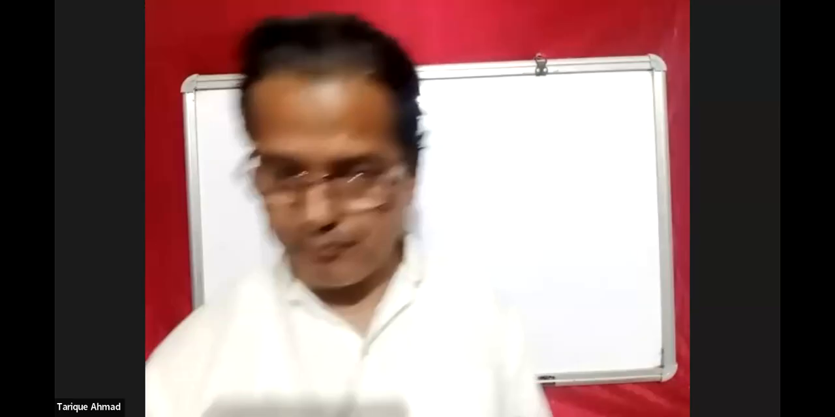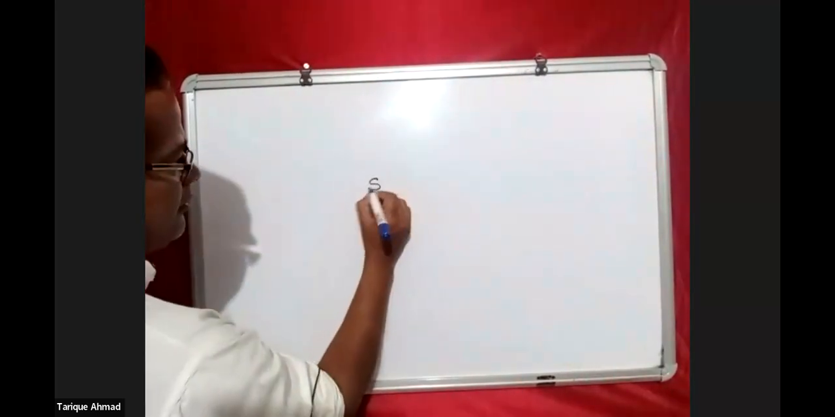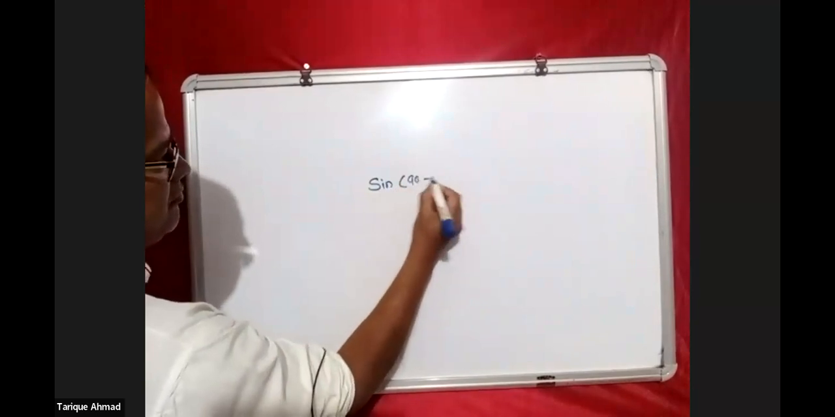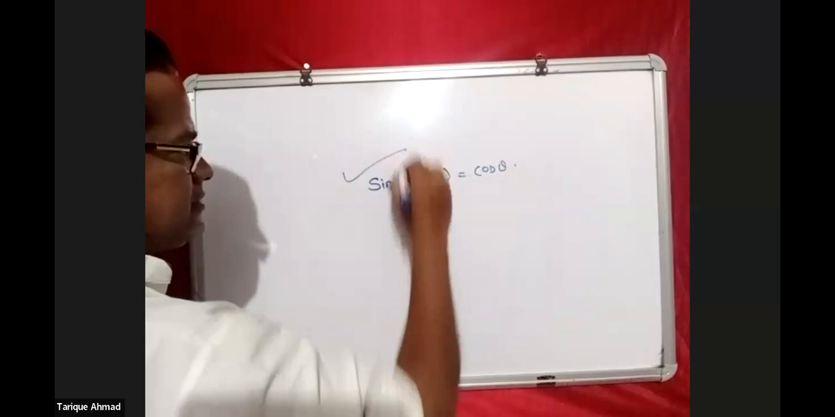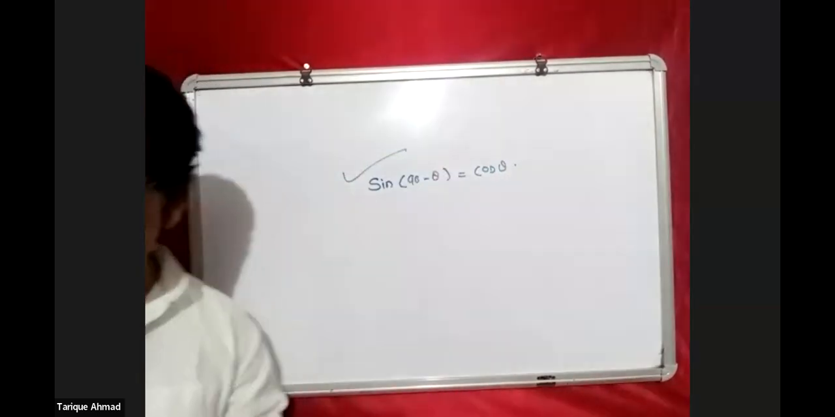One more rule I am going to show. In class 10, we had memorized 6 formulas. Sin 90 minus theta equals cos theta, which I had written earlier. Now suppose this is in our memory. Sin 90 minus theta equals cos theta. We have already memorized that in class 10.